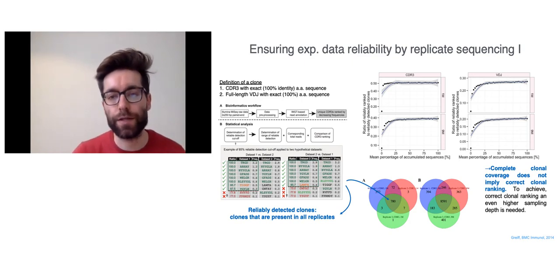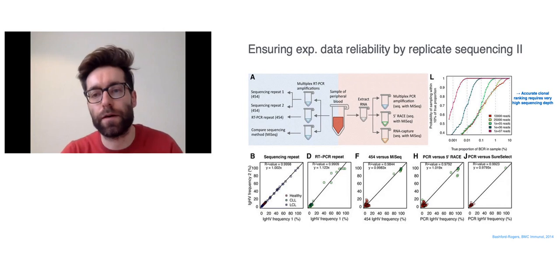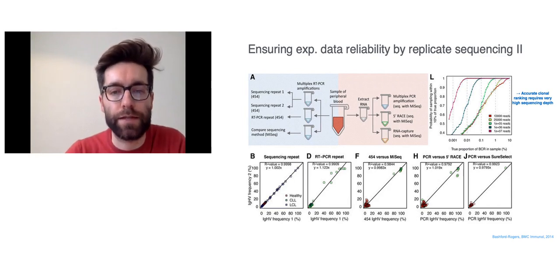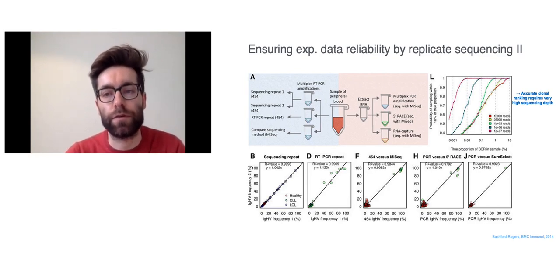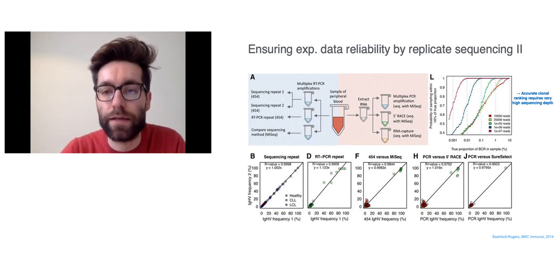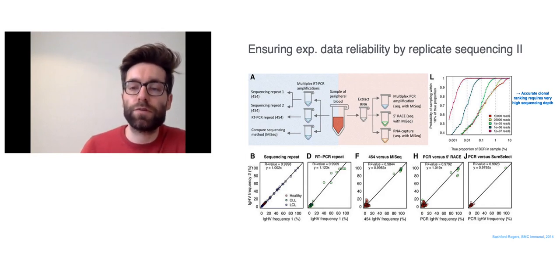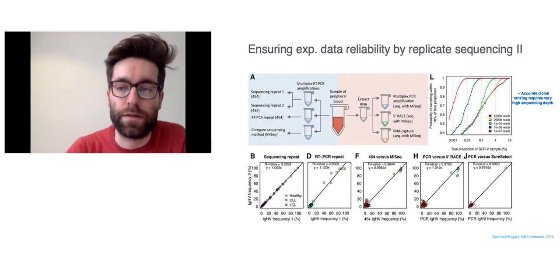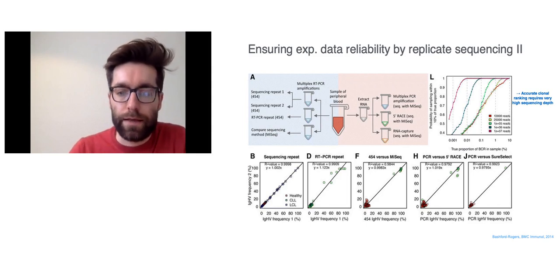And this we have shown here, and this has also been shown by Rachel Bedford Rogers in 2015, also in BMC Immunology, where she also shows, in this plot L here, that accurate clonal ranking really requires a high sequencing depth. And you see that the ranking gets better as she increases the number of sequencing reads. It really requires a lot of reads.